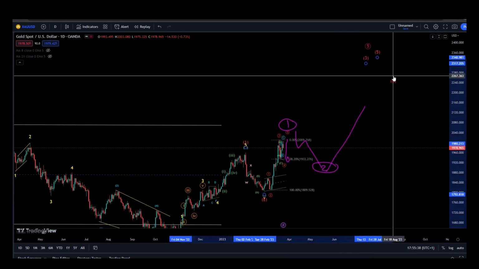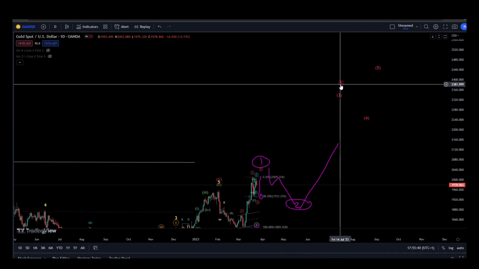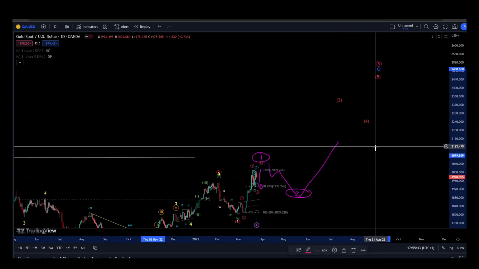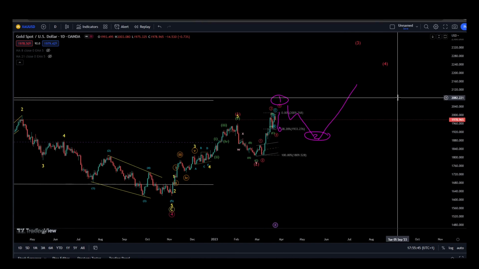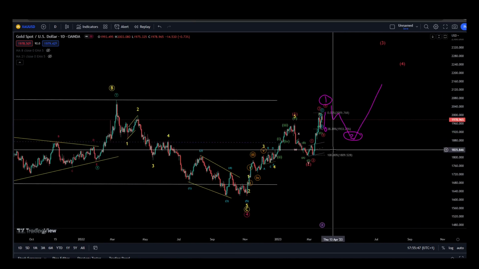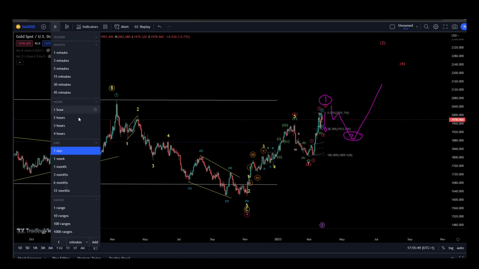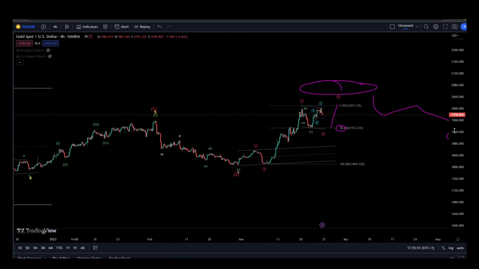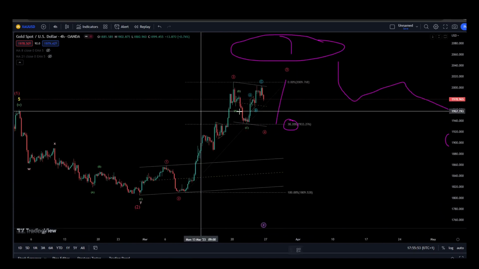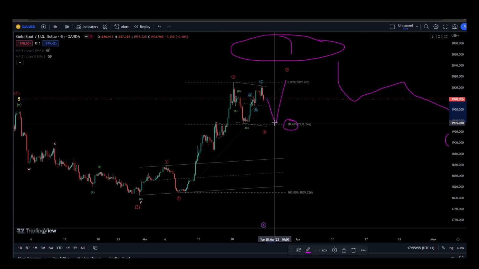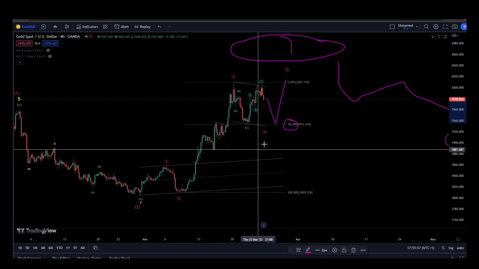And then we're going to get a deeper correction to a 4, then a 5, and then that will give us a fifth wave of the higher degree, in terms of the monthly time frame completed. So that's obviously the long-term view, but in terms of the short-term view, as I just mentioned, we are currently in this regular flat correction here, so I am expecting a bit more downside before we then continue going to the upside.